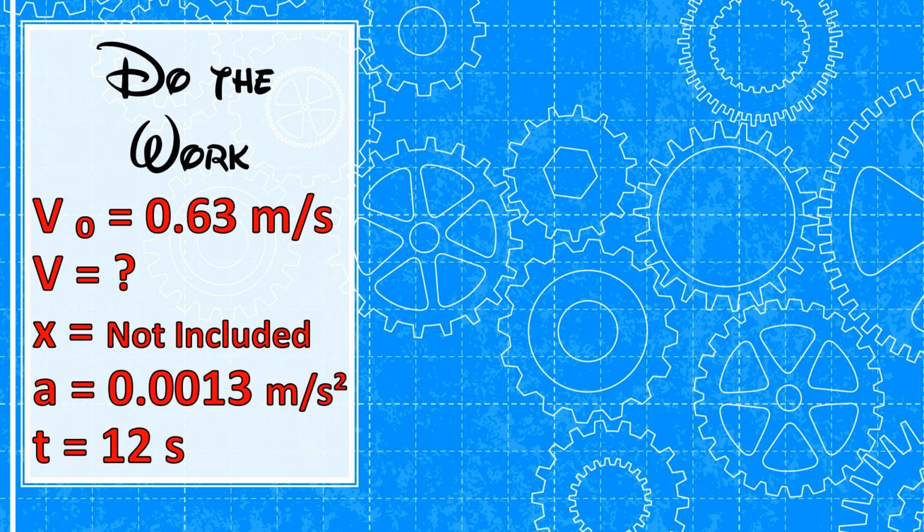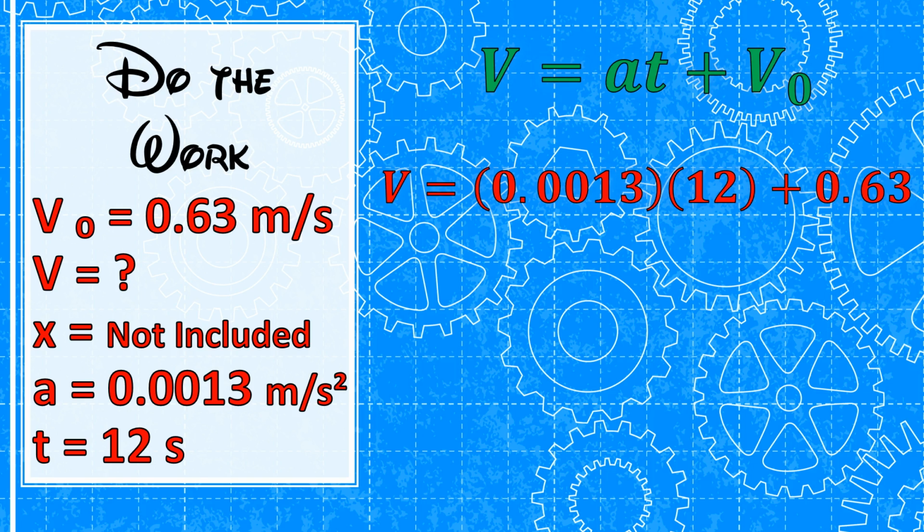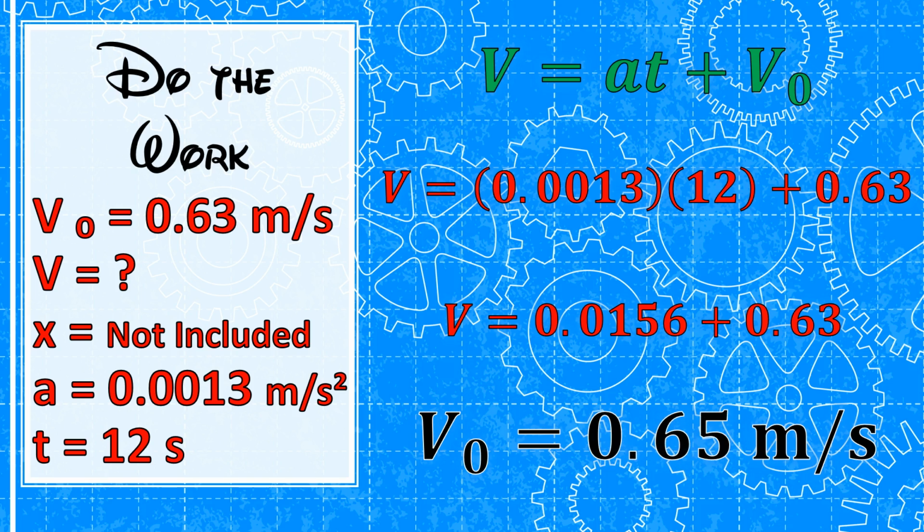Let's do the work. Here's all our given information. We were either given it in our word problem or had to look back at the previous problem to find our acceleration. I know all of those givens and I follow the order of operations. I take care of my multiplication first, I take care of my addition, and there's my final velocity. The answer seems reasonable because we had a small acceleration, so we had a small change in initial and final velocities.